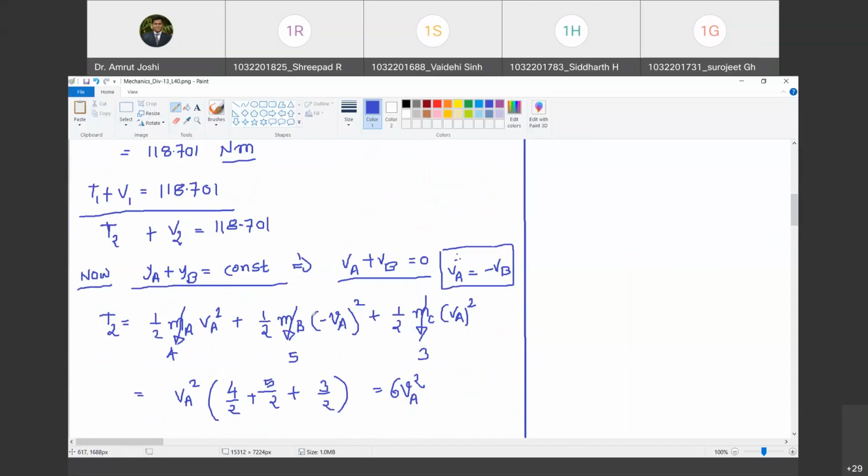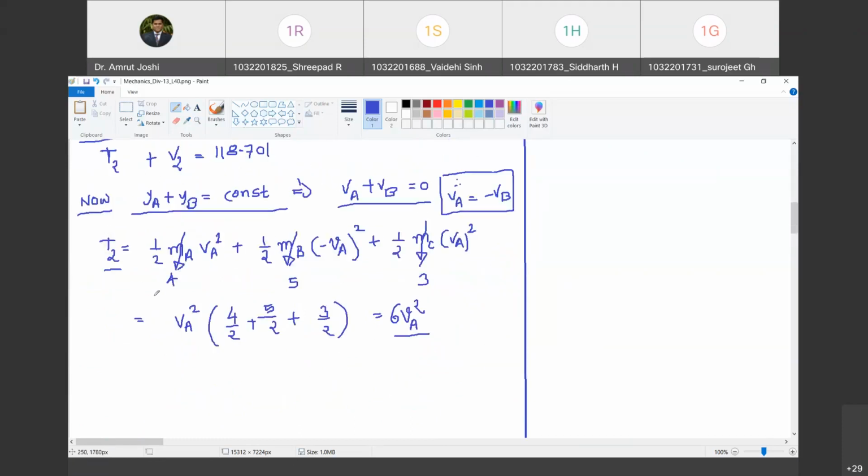MA is 4, MB is 5 and MC is 3. So 4 by 2 plus 5 by 2 plus 3 by 2 into the common term VA square. So it becomes 6 VA square. If anyone notices a computational mistake, tell me immediately. So now this is T2. We have computed the value of T2.